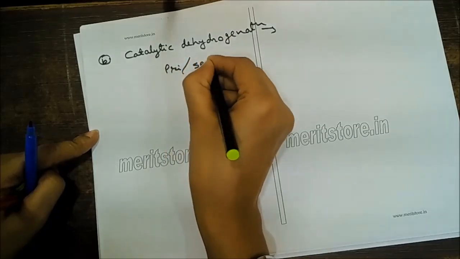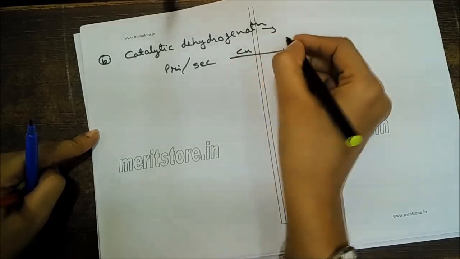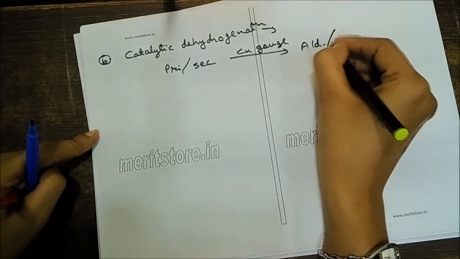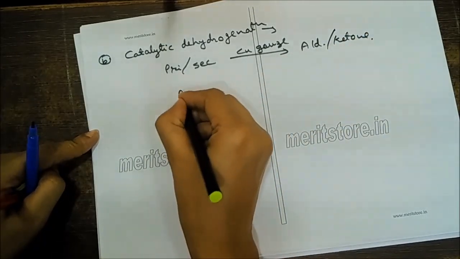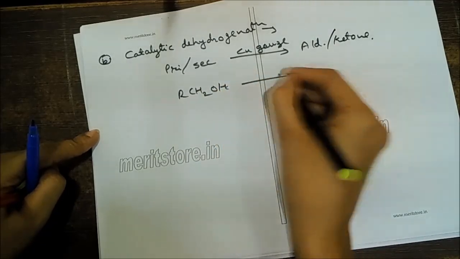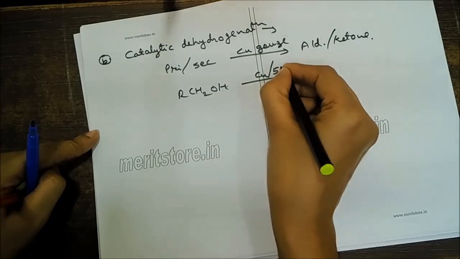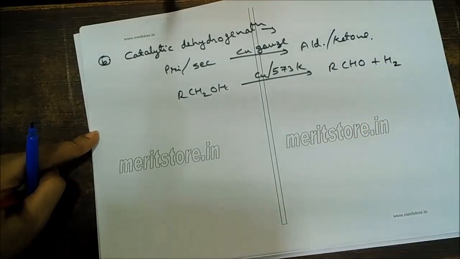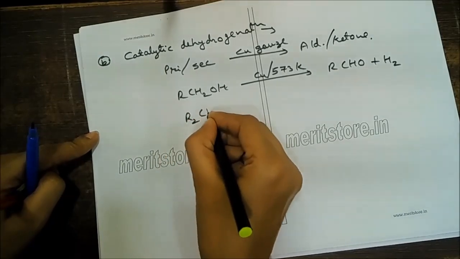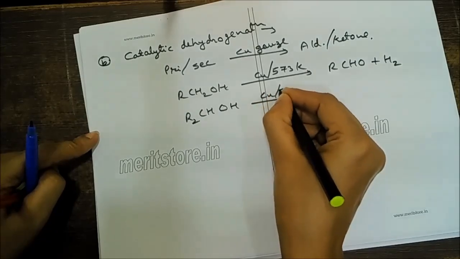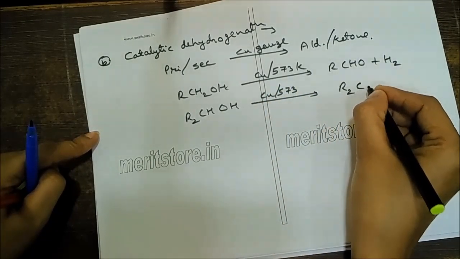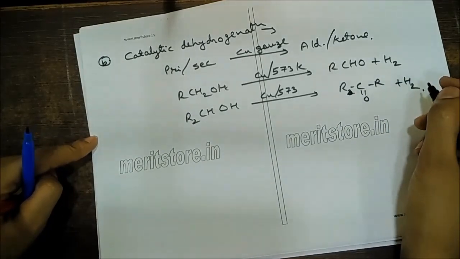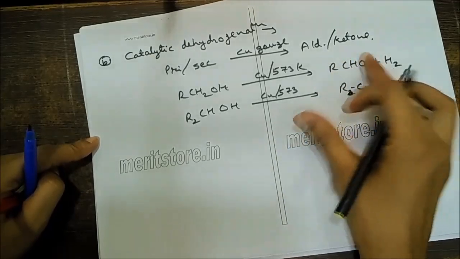Primary and secondary alcohol, when heated in presence of copper, we take copper gas and we'll get aldehyde and ketone. The temperature is taken 573 Kelvin and we'll get aldehyde, and hydrogen gas will be removed. If we take secondary alcohol, we'll get ketone. This is the better method because the compounds formed are not further oxidized.